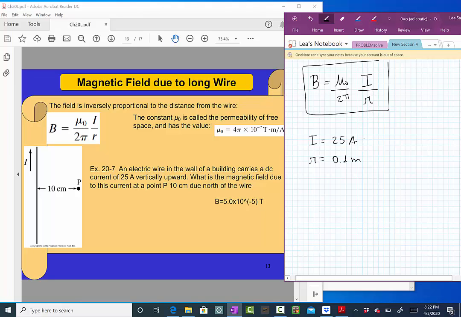So that's it. We just have to enter these values in the equation for the magnetic field, putting also this constant, and you will see that the value of this magnetic field is 5 times 10 to the minus 5 Tesla. Remember, Tesla is the unit for magnetic field in the international system.